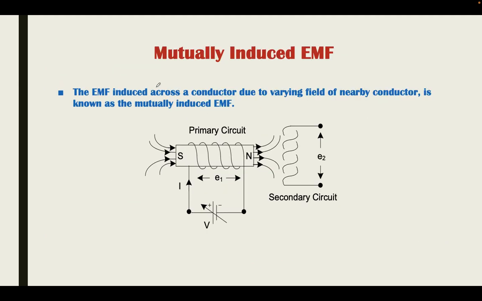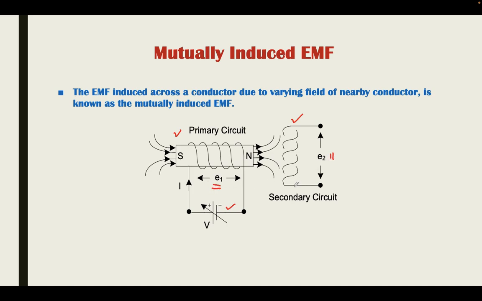Earlier we discussed self-induced EMF. Now we consider the mutually induced EMF. Mutually induced EMF here means when one coil is energized by an electrical supply, then EMF will develop in the nearby coil or conductor when placed in the vicinity of the magnetic field. Here E1 is the self-induced EMF, whereas E2 is the mutually induced EMF.